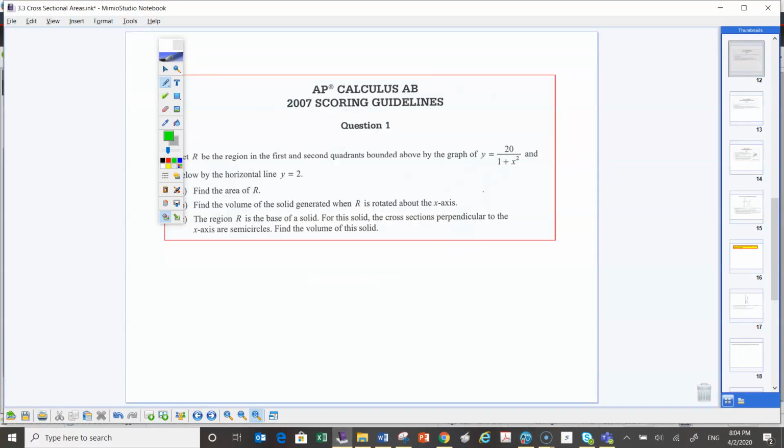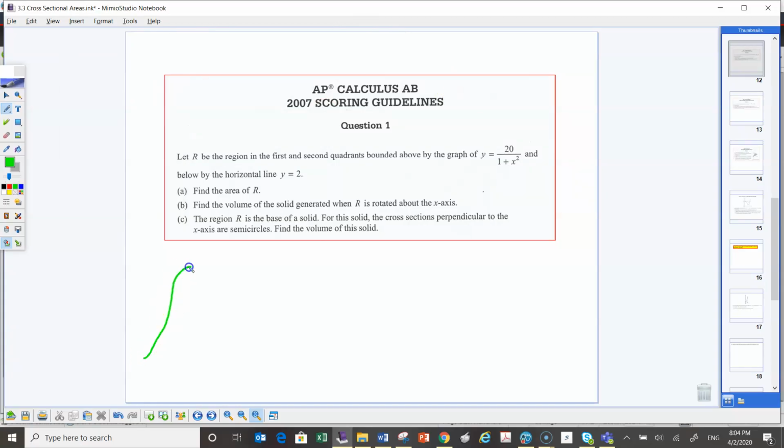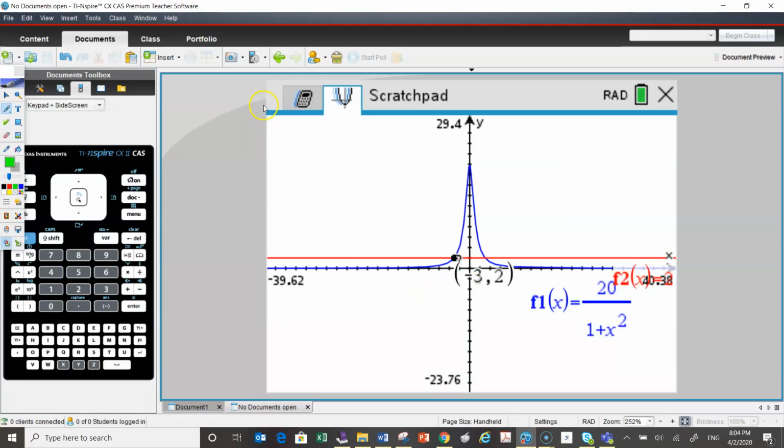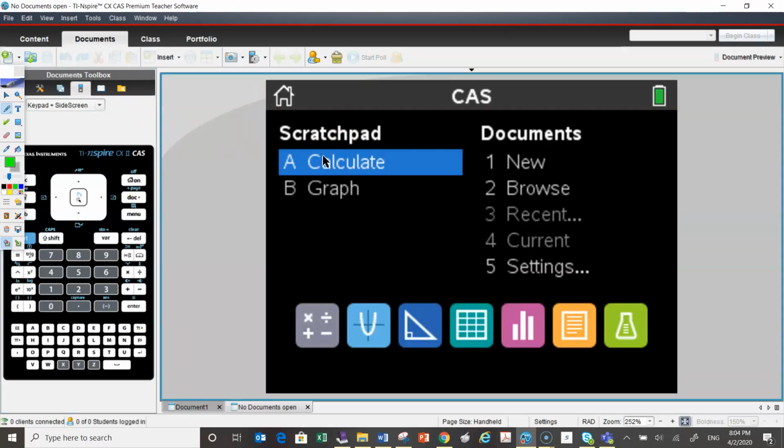Let's go back and see what the question's saying. Yes, they want us to find the area of region R. So quickly, our graph went something like this. These two intersection points were at -3 and 3. So to find the area for part A, it would be the integral from -3 to 3 of the top curve, which is 20 over 1 plus x squared, minus the bottom curve, which is 2, and I'm integrating that with respect to x. So again, to figure out that integral, we're going to go to our calculator.